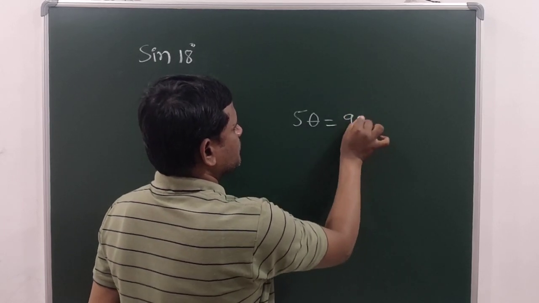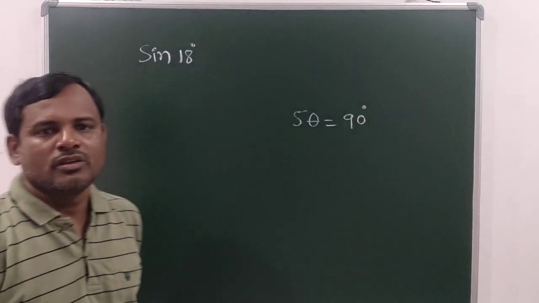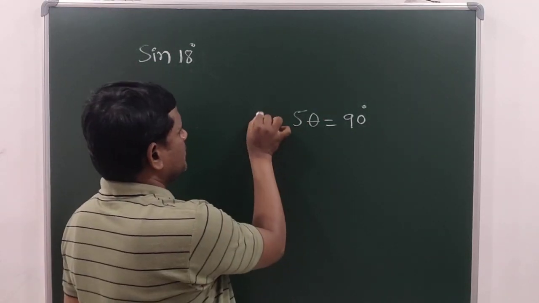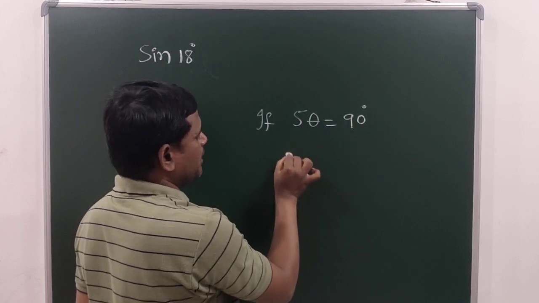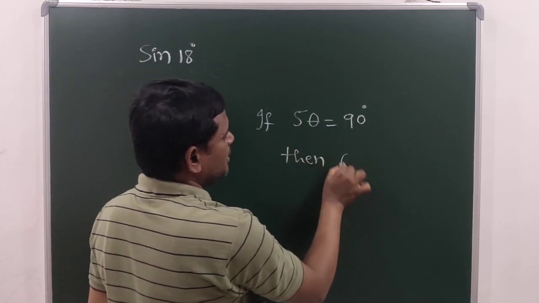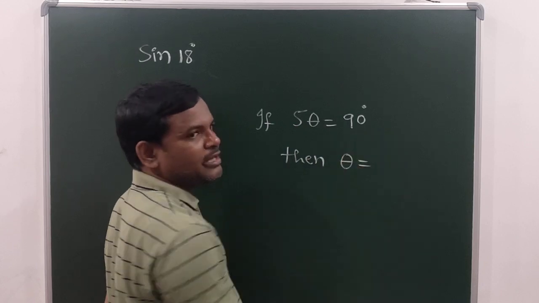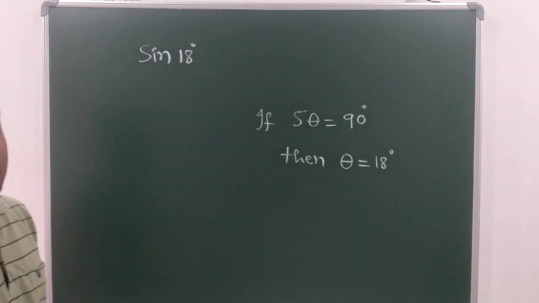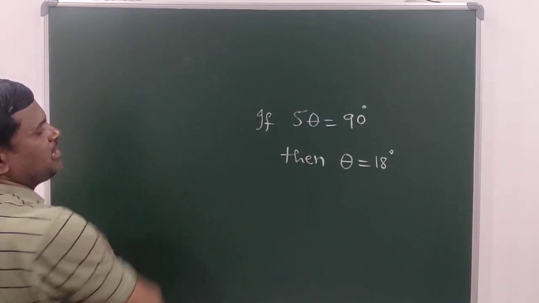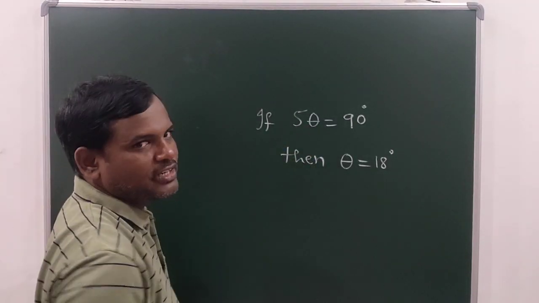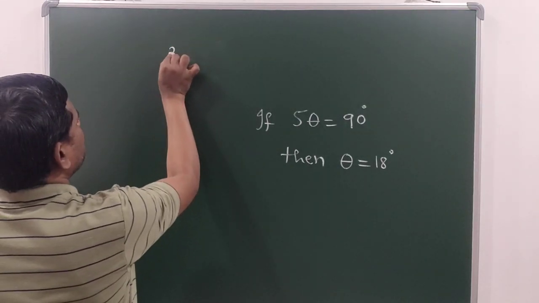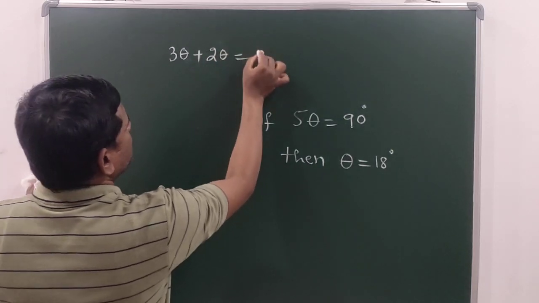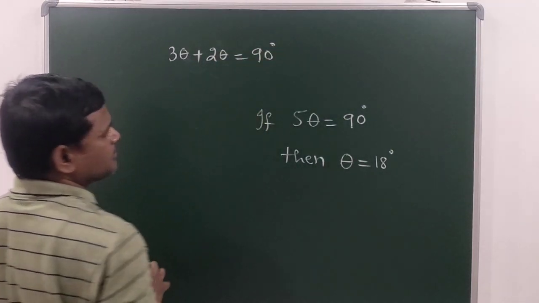90 degrees. 5 theta is equal to 90 degrees. Then if 5 theta is equal to 90 degrees, then theta is equal to 90 by 5, which is equal to 18 degrees. Okay, so in the next step, this 5 theta, now I am going to split as 3 theta plus 2 theta, which is equal to 90 degrees.